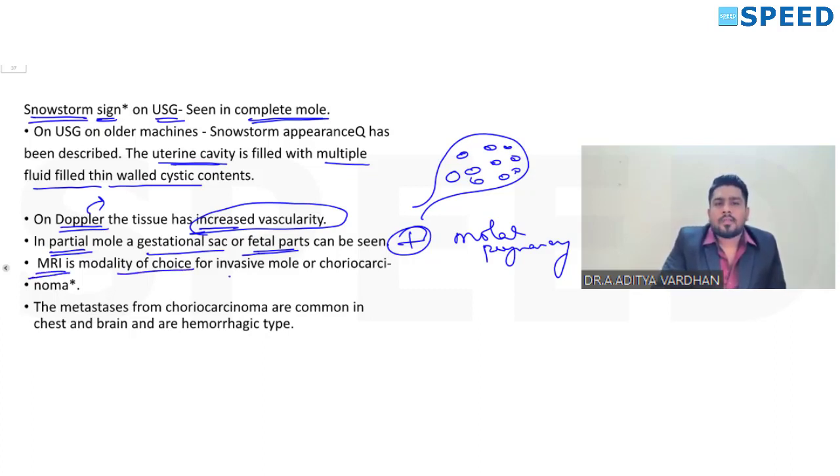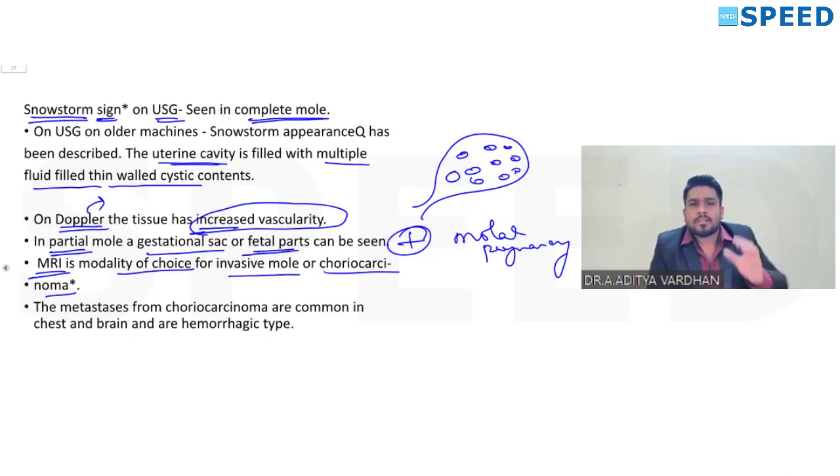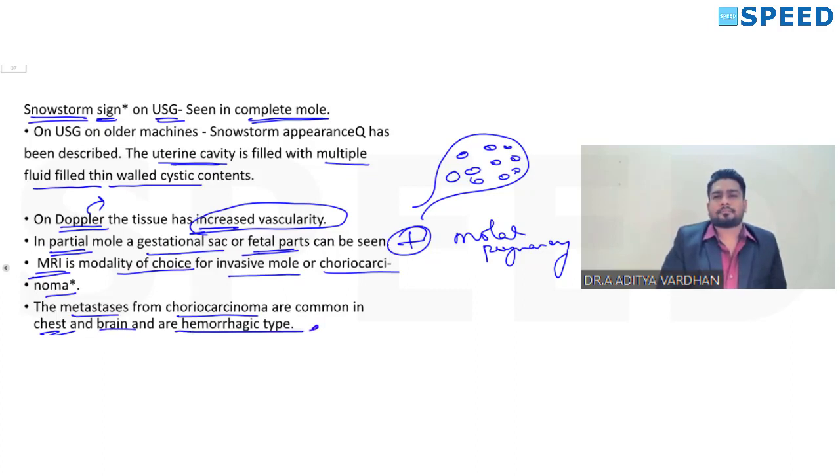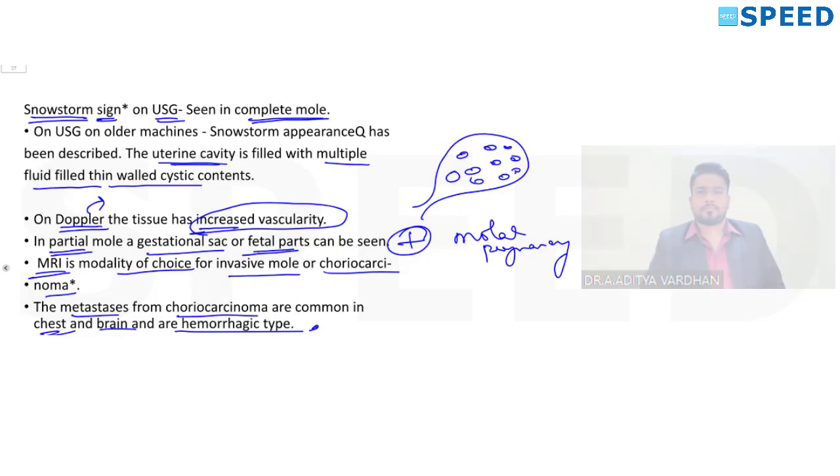MRI is the modality of choice for invasive mole and choriocarcinoma. In the previous exam, what they asked is: in a patient with invasive mole, what is the modality of choice? MRI. In a patient with choriocarcinoma, investigation of choice? MRI. The metastasis from choriocarcinoma, which is inside the uterus, will go to the chest and the brain, and they are hemorrhagic type, friends. Remember this. These have all been asked in the past.